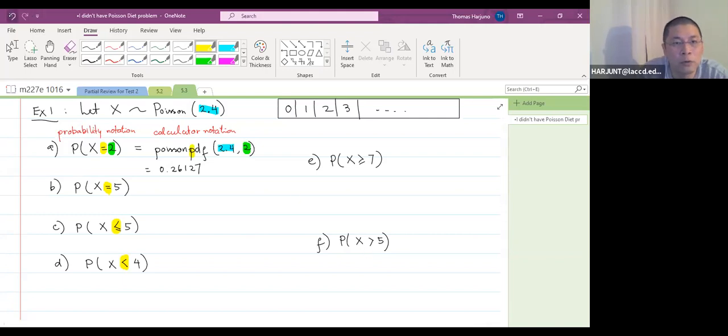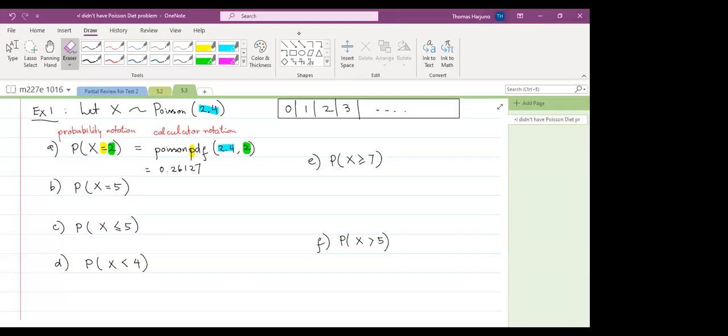Let me give you maybe 5 or 6 minutes to do this on your own, using your calculator. So from here, you already have the probability notation. I want you to write the calculator notation and then compute that using your calculator. 1, 2, 3, 4, 5, 6, 7. Let me give you 7 minutes. Let's start with working on the calculator notation and then the result from the calculator.